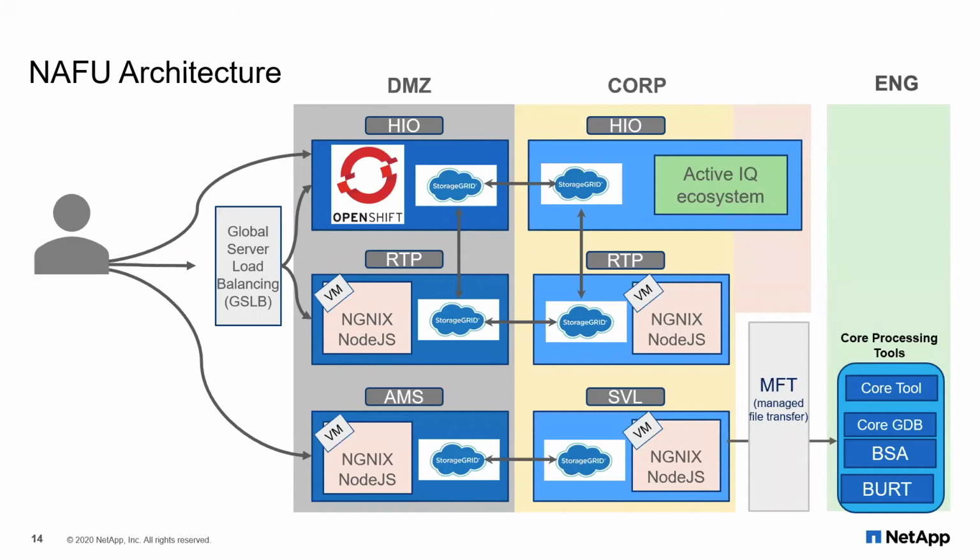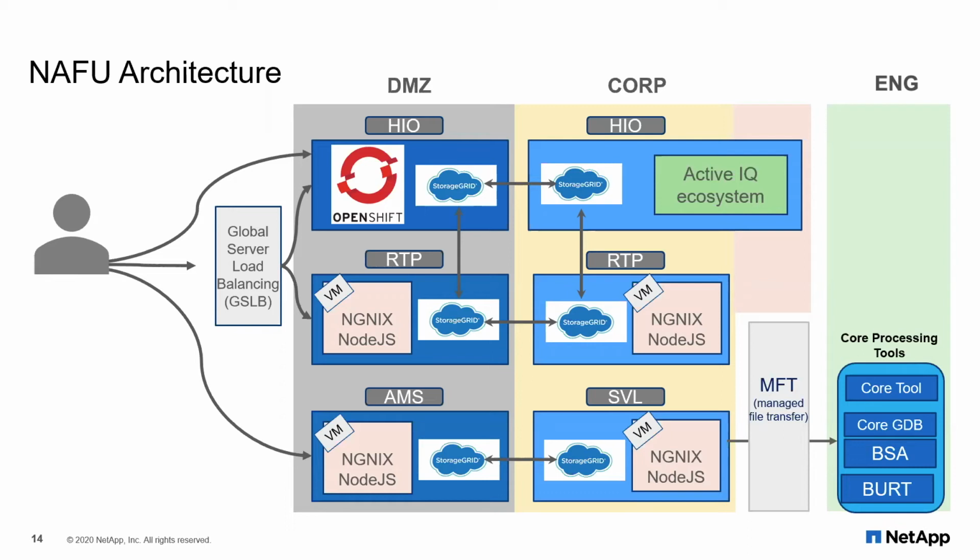This is what the NavFoo application looks like. It is using an F5 global server load balancer, the GSLB endpoints to either HIO or RTP. StorageGRID in the DMZ will transfer the data to corp grid and from there to the engineering domain.